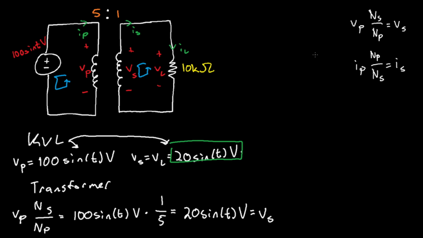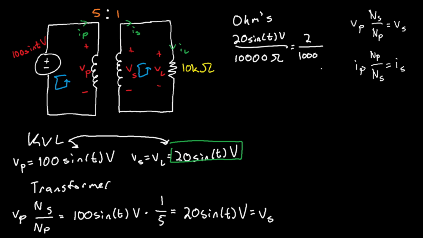So since V of L is 20 sine of t volts, we can use Ohm's law to solve for the current, I of L. So voltage divided by resistance, this time it's 10 kilo ohms, right? 10,000 ohms. We can solve for the current. We divide 20 by 10,000. 20 divided by 10,000 is 2 over 1,000 sine of t amps. And this right here was I of L.